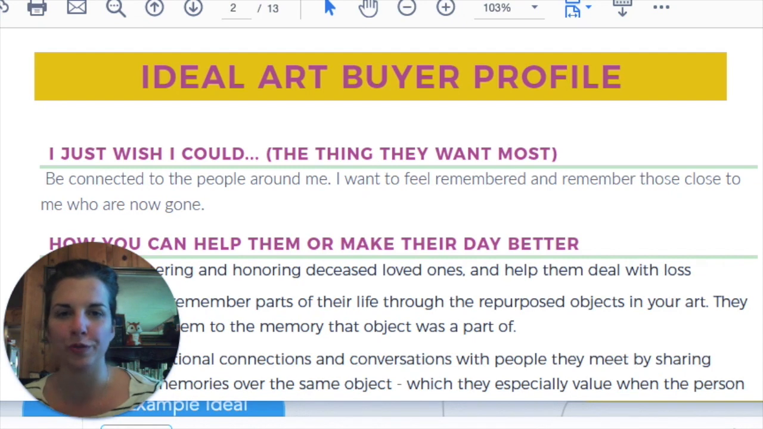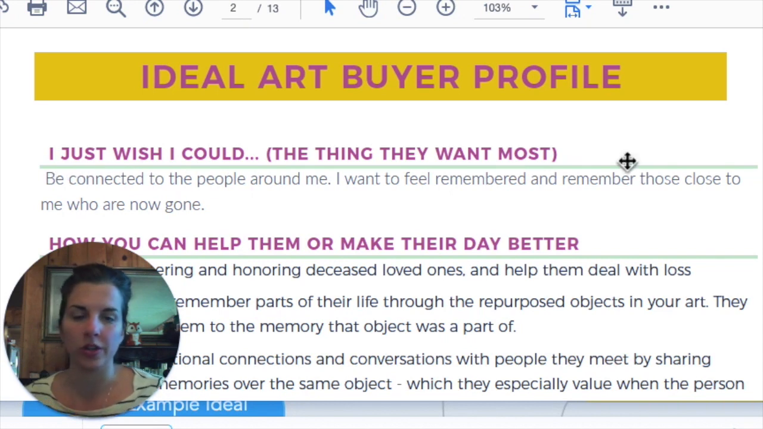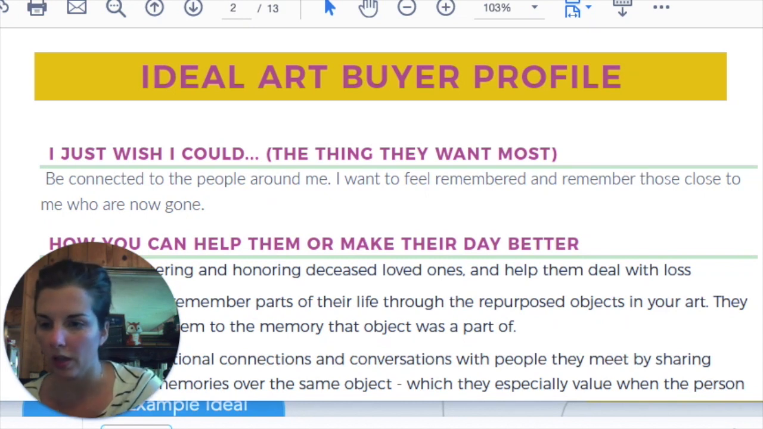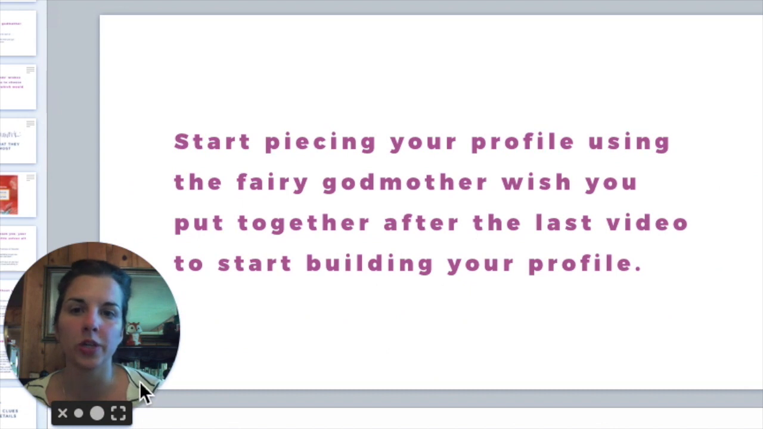Okay, so this little profile is also in the notes packet. It starts off with, I just wish I could, the thing they want most. You did this in your homework last week. So you're going to start piecing your profile together using the fairy godmother wish you put together after the last video. Just a quick reminder, our process was we went through the 1 to 3 closest friends of yours, and you imagined that a fairy godmother came down and gave them one wish. That wish went in this form.